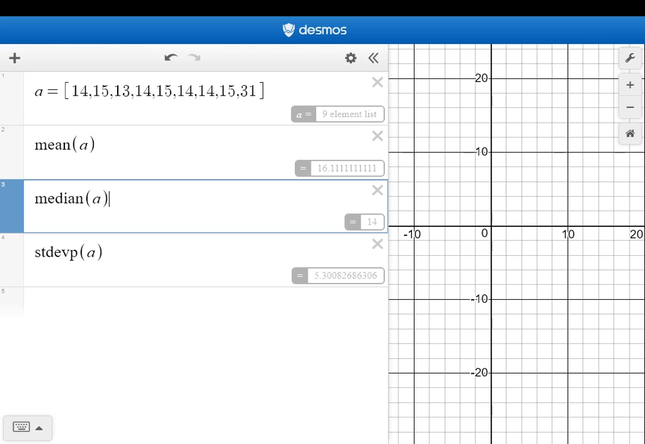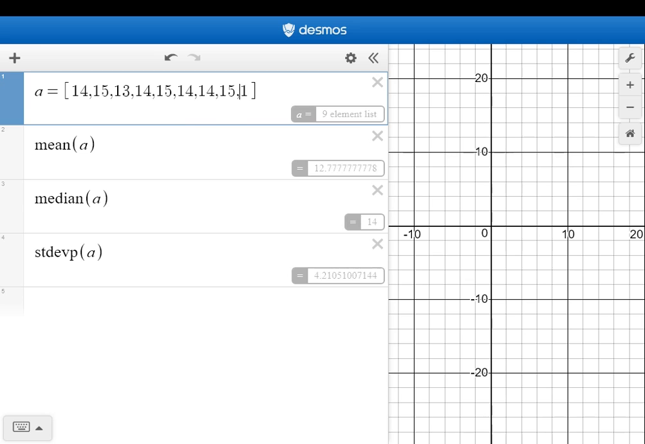It's still 14. And then last but not least, your standard deviation increased a lot because we were only at 0.6, but then I introduced a new number that was much bigger, much more spread out. So my standard deviation went all the way up to 5.3.